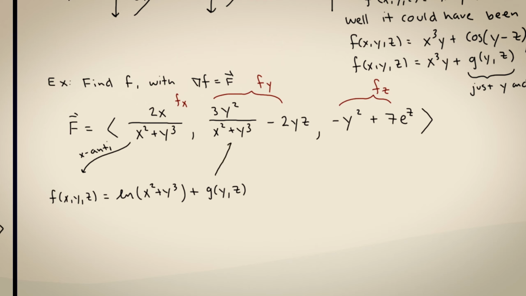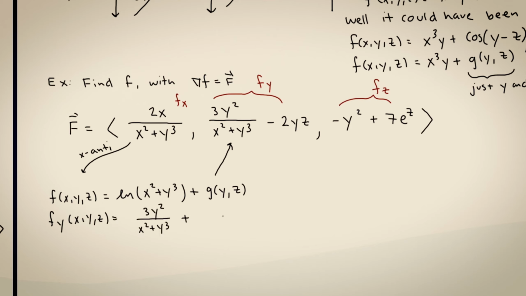So the next piece of information that I'm going to use is the middle term in this vector valued function. That's supposed to be the y partial derivative of the potential function. And here I'm supposed to have the potential function. So let me take the y partial derivative of my answer and see what I get.